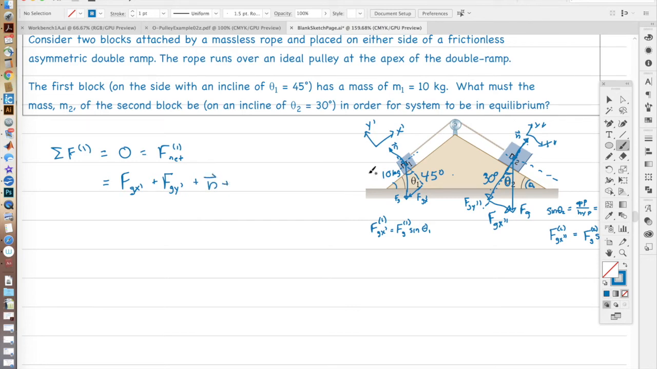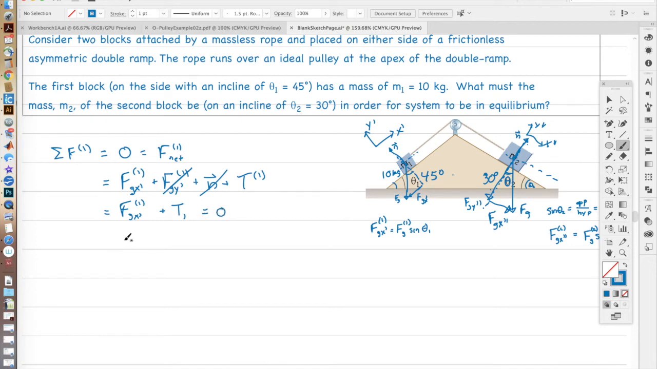plus one other thing, because now it's attached by the string to the other block and the other block's trying to go the other way, there's a tension in the string. I'm going to give that a symbol 1 as well, and we should carry along these 1s here. Sorry for the sloppiness there, still getting used to this pen. But we already decided that this normal force exactly cancels out that y component. So that really leaves us with the statement that Fg x prime on 1 plus tension 1 is equal to 0.